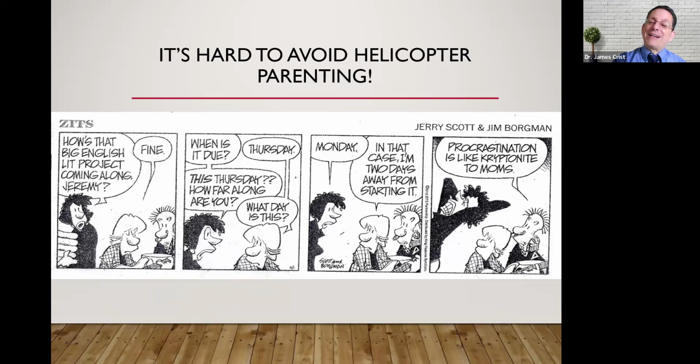This is a good example of a helicopter mom. She is so frustrated with her son for procrastinating, but it is just kind of how it goes. And it's hard not to be a helicopter parent when you're dealing with someone with ADHD, because the reality is if you leave them totally to their own devices, they're not going to do as well.